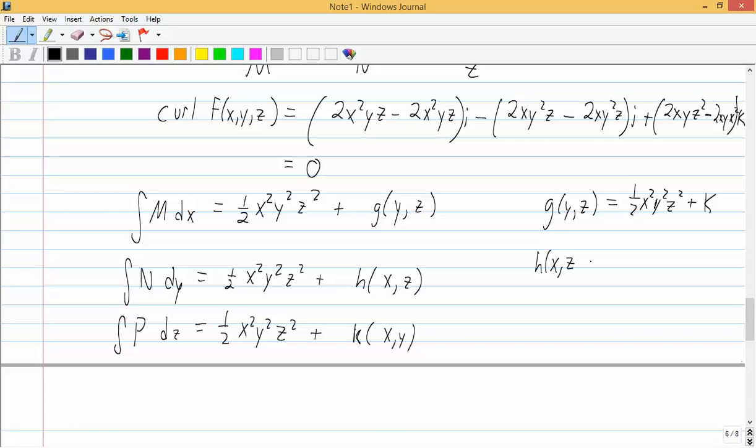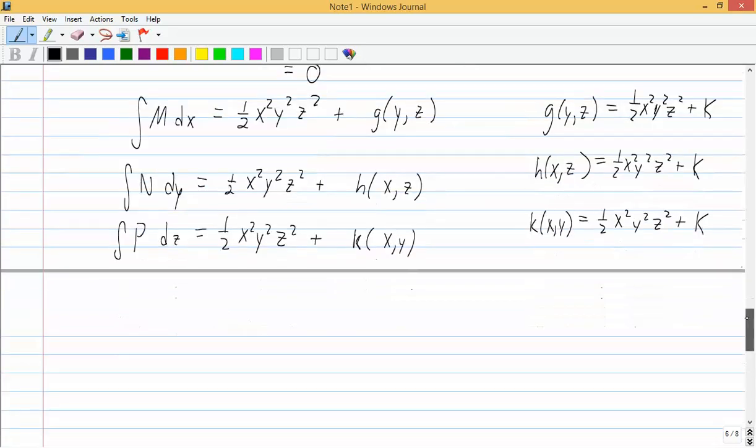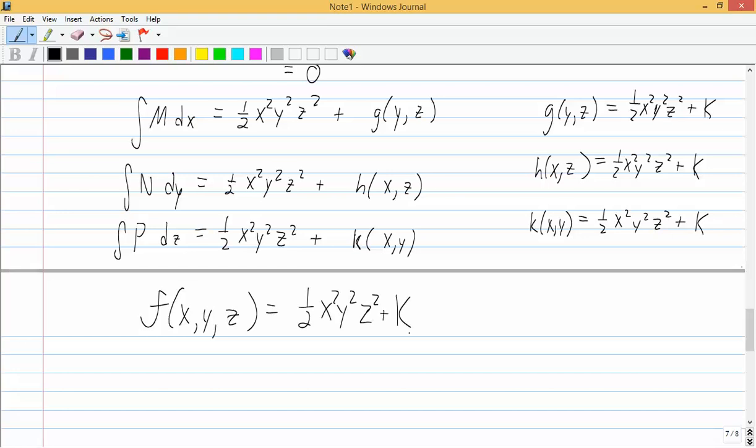H of xz is 1/2 x squared y squared z squared plus k. Similarly, k of xy is equal to 1/2 x squared y squared z squared plus k. So you can see it's the same term over and over and over. So that means that f of x, y, z is equal to 1/2 x squared y squared z squared plus k.